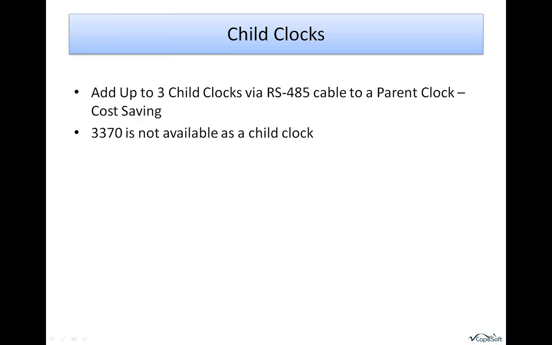Basically, all of the current clocks, except the 3370, are currently available as child clocks. And you can have different models connected to each other. So you can have a 3350 connected as a child to a parent, which is a 3370. So the 3370 can be a parent clock, but it can't be a child clock.